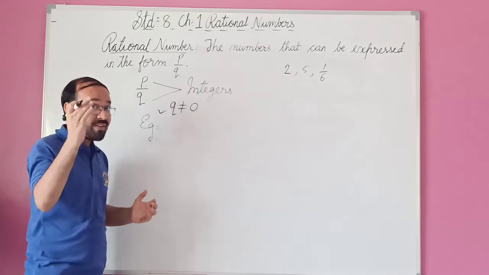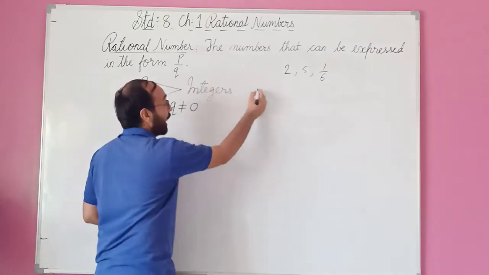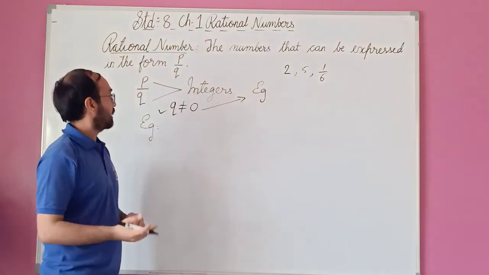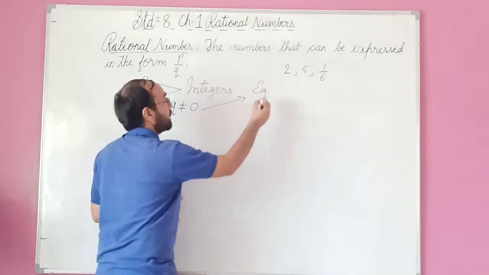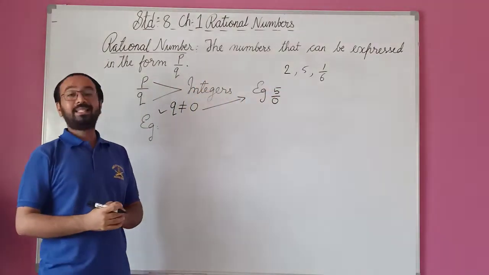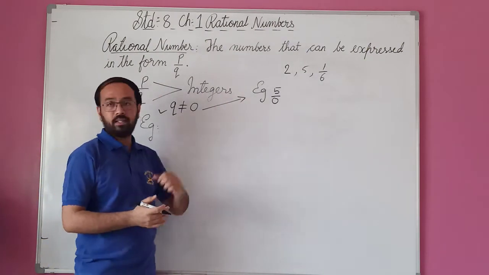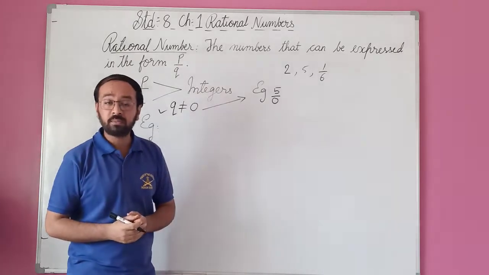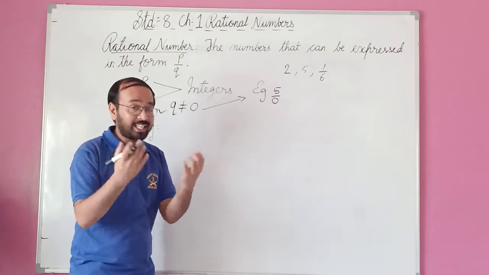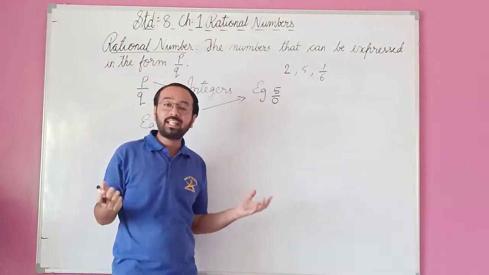Why? You should have a question in your mind: why, sir, is Q not equal to 0? Let me give an example. If I say 5 upon 0, what would be the answer if you divide this? No answer for that. You can divide 5 by 0, but you will not get the answer.